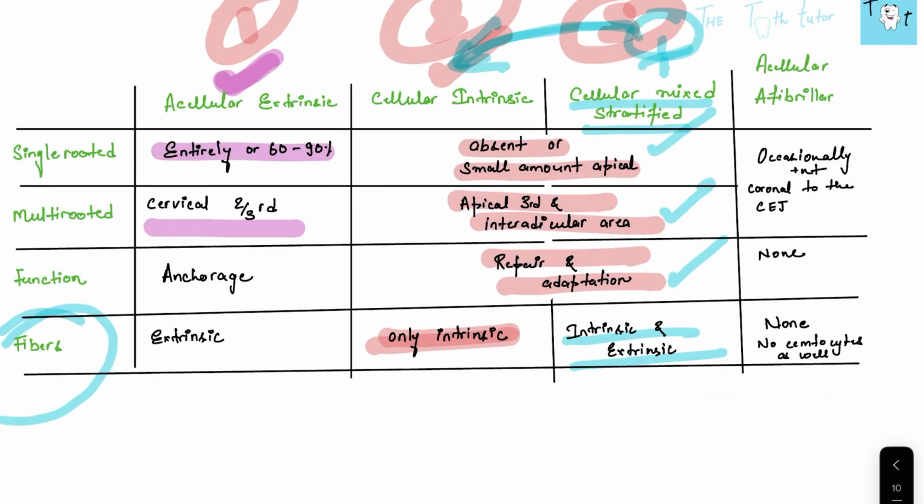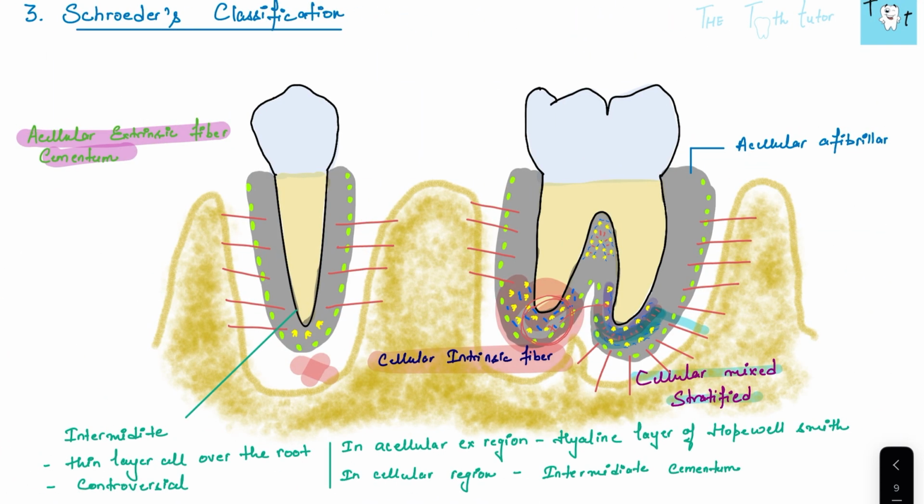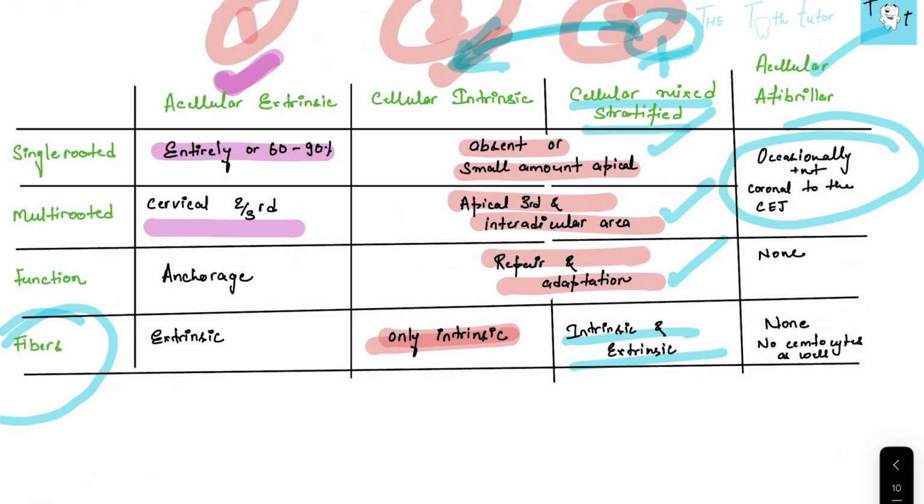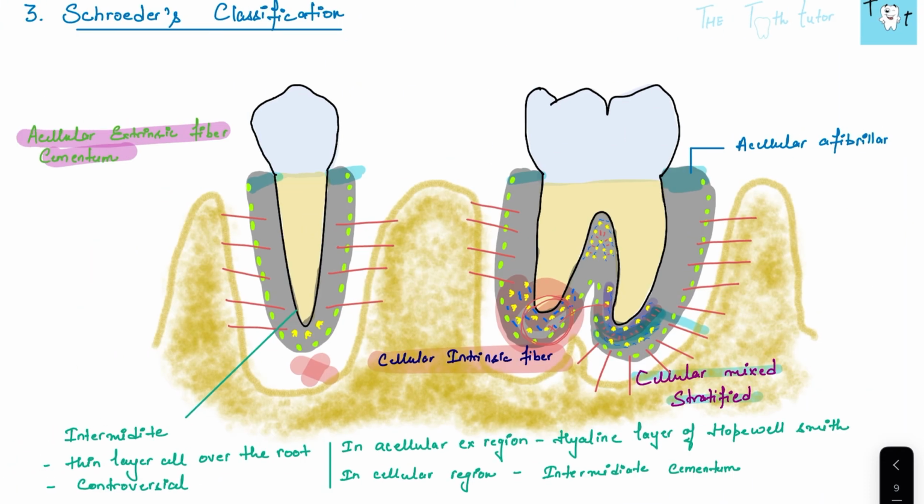Okay, now moving to the last type, acellular afibrillar cementum. So it is occasionally present coronal to the CEJ. So it is very rarely present, generally over here, okay, next to the CEJ. Now the function, it has no function, and it has no cementocytes, so no fibers as well. Okay, so it is just deposited in the topmost layer. It is just when cementum gets a bit extended near the enamel, then we have acellular afibrillar cementum. It does not have any cementocytes, it does not have any fibers, extrinsic or intrinsic. Okay, it has no function as well.